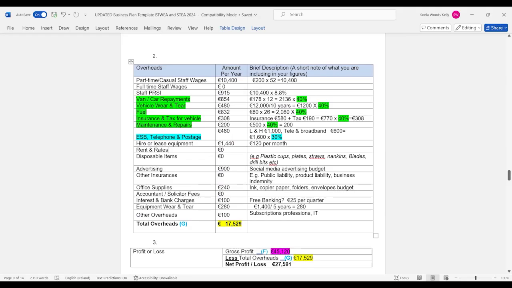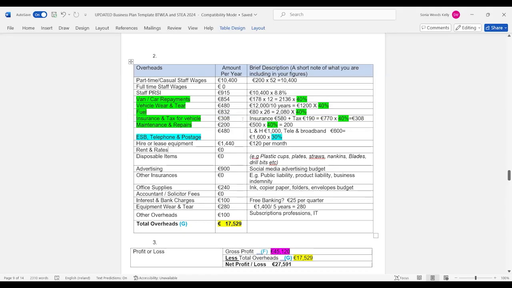So you use the figure there of 12,000 that you included, and I'm going to estimate that that vehicle is going to last me for 10 years. So that would work out at 1,200 a year for wear and tear. And once again, multiply it by 40% for my business use, and that comes to 480. So once again, it's not an exact science. It's just an estimate of how long you think the vehicle will run for you.